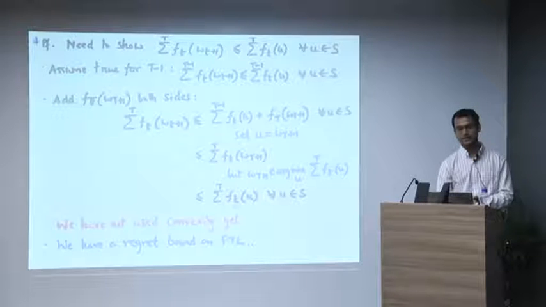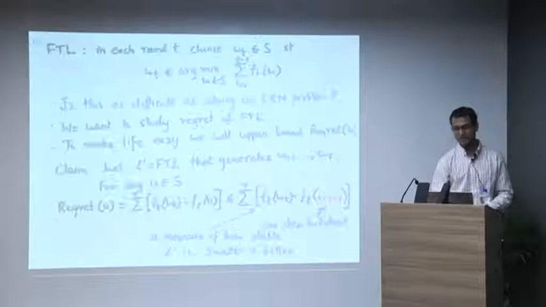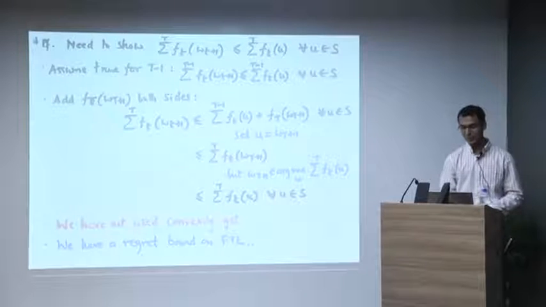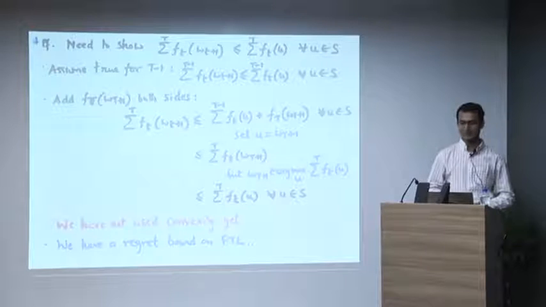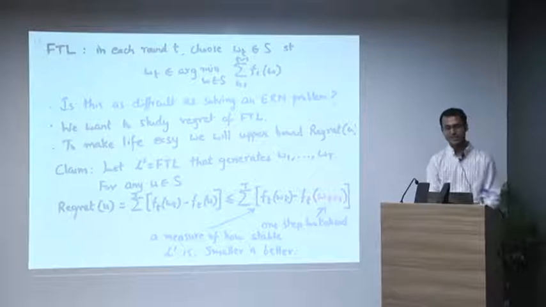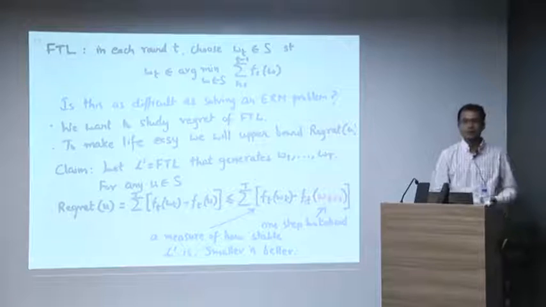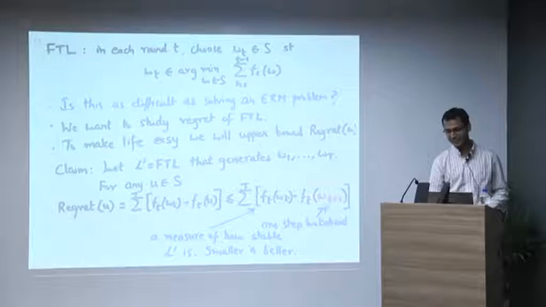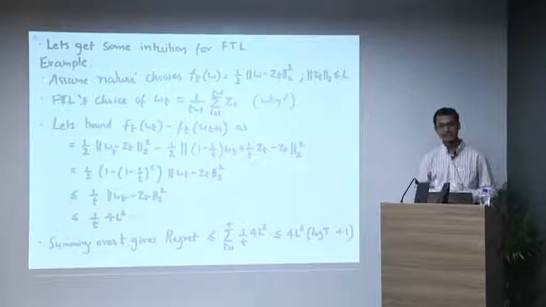So we just proved the upper bound on regret, and we haven't yet used convexity. Do you think we have a regret bound on follow the leader? Not yet, because we only showed that the regret for follow the leader is a sum of t terms, and that's almost the same thing as the definition, except we just changed some quantities in there. Okay, so let's get some intuition for follow the leader through a couple of examples.